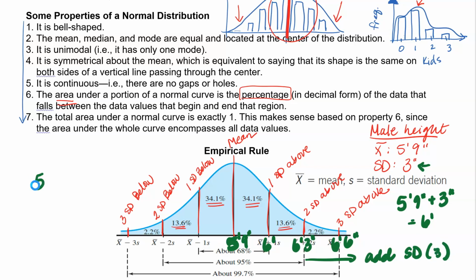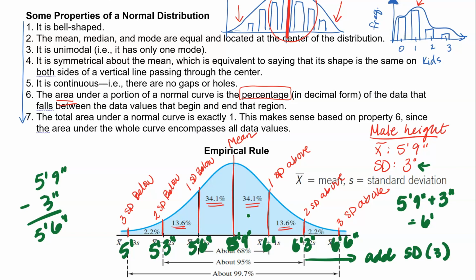So 5 foot 9 minus 3 inches is 5 foot 6 inches. So 5 feet 6 inches. And then subtracting again, 5 foot 3 inches. Subtracting 3 again is 5 feet. So what do these numbers mean? Well, it gives you some context in terms of, you know, if you were a male in the United States and you wanted to know how your height compared to other people, you could look at this curve.